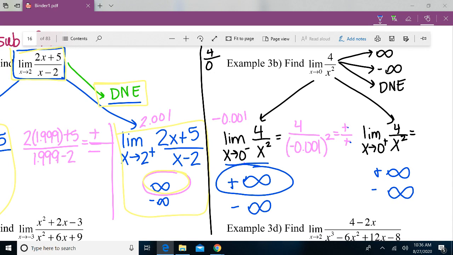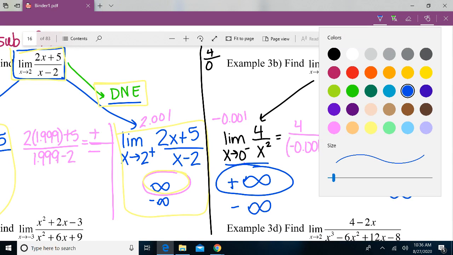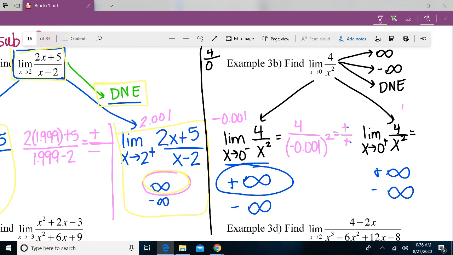Now, the limit as x approaches 0 from the right, let's think of a number that's really close to 0, but on the right side of 0. So a number like 0.001. Substitute that in. So 4 over 0.001, you can put it in parentheses, squared. And 4 is positive. 0.001 squared is positive, and a positive divided by a positive is also positive. So that means the limit as x approaches 0 from the right is positive infinity.